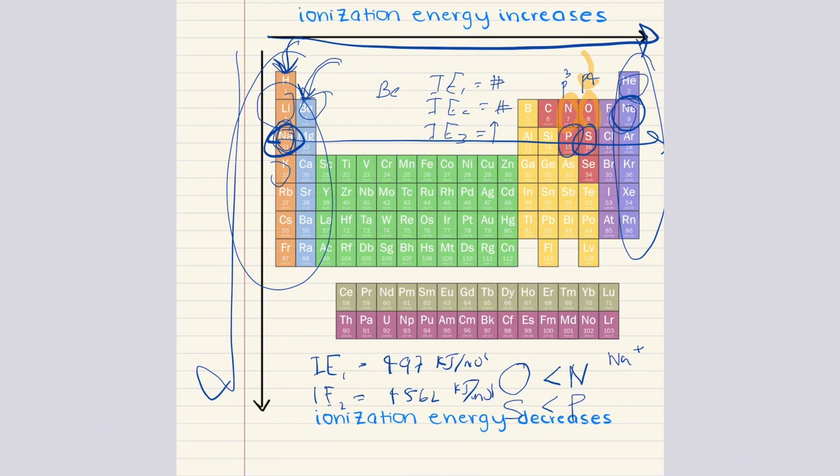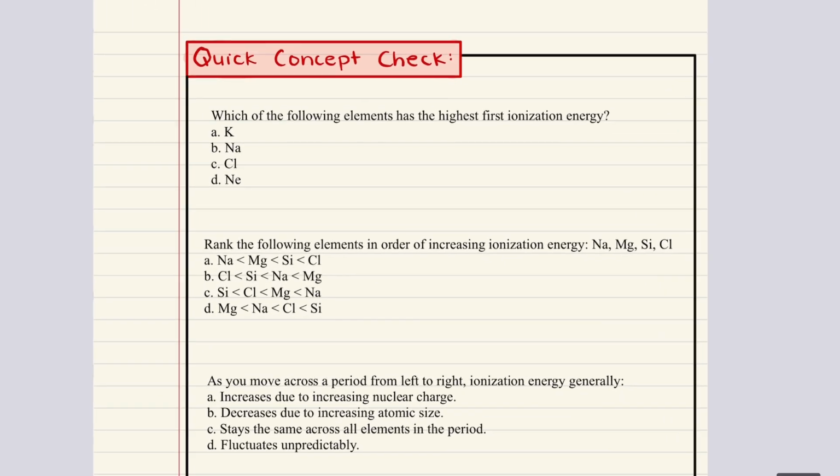Then we talked about successive ionization energies and how they increase dramatically, especially when you're trying to remove electrons from a noble gas configuration. We talked about alkali metals having a very high second ionization energy and alkaline earth metals having a very high third ionization energy. Let's go ahead now and tackle some problems.